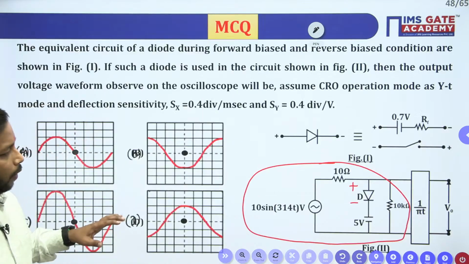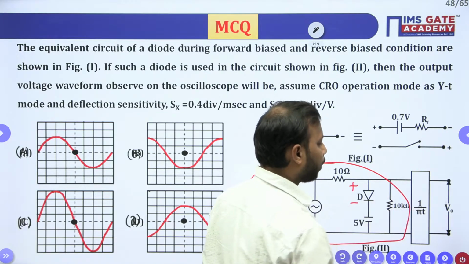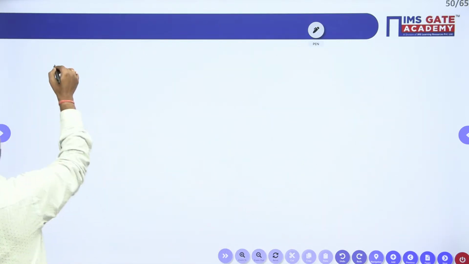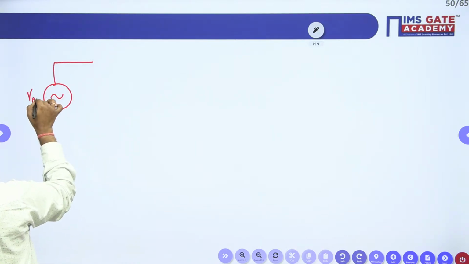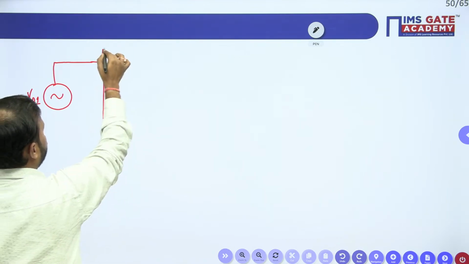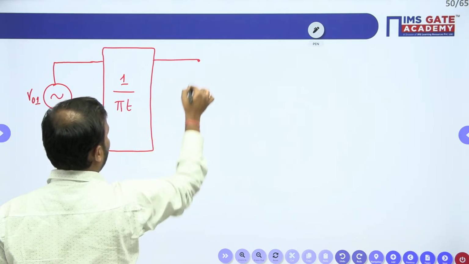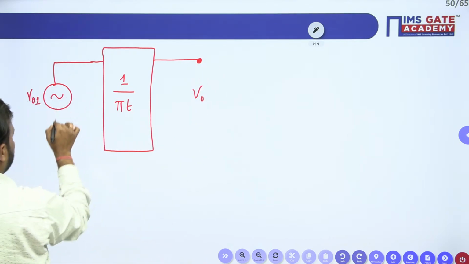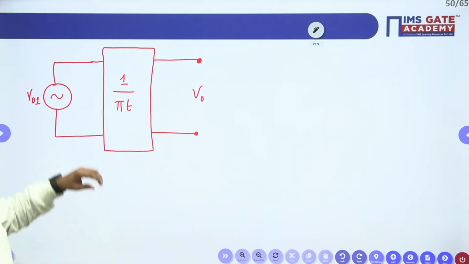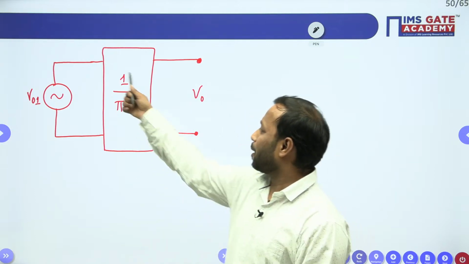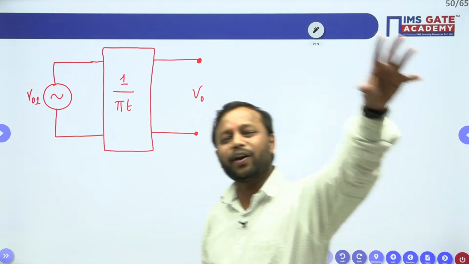If you see here, we have got the V01 expression. Now this V01 is passed to this 1 upon pi t, and after that we have the output voltage V0. Now this 1 upon pi t might be new to you, but definitely you have seen this 1 upon pi t form. So my question is, where have you seen this 1 upon pi t?